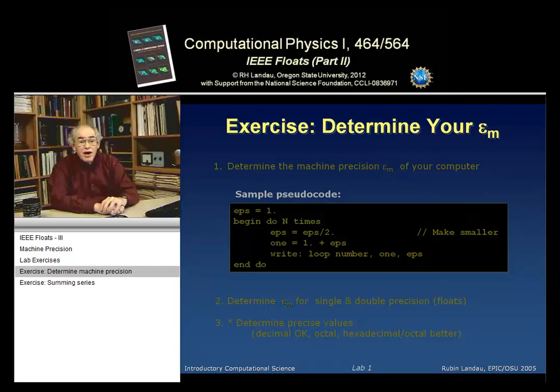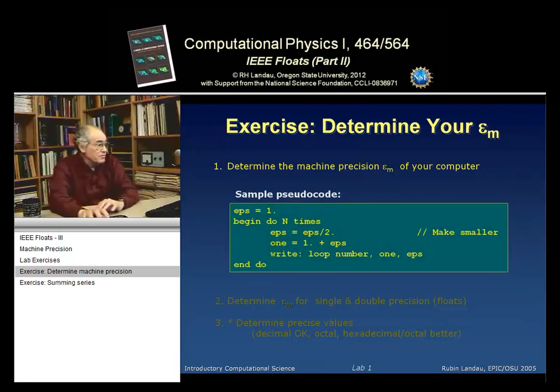If you think you're smart enough, go ahead and don't listen to the rest of what I have to tell you here. Just go ahead and do it. But if you think you could use a little help this time in your life, we'll step you through it. So we want you to determine epsilon sub m, machine precision, for your computer. How would you do this? Remember, we define machine precision as the largest possible small number you can add to 1 as stored on the computer, and still have the computer think the number is 1.